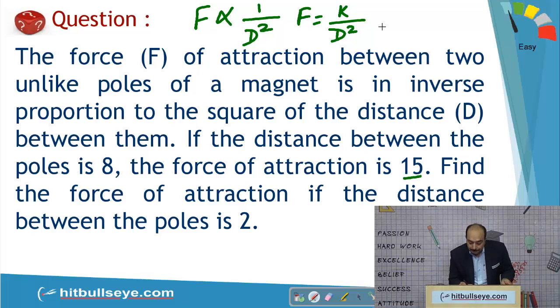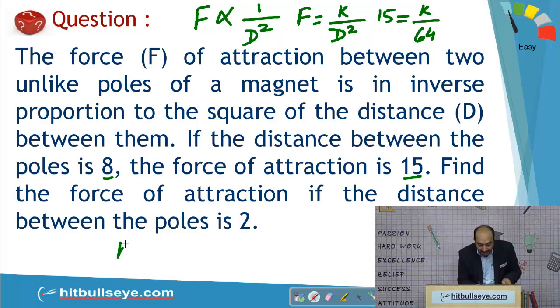So we'll put the values. So can I say F, which is 15, equals K, which I need to calculate, by d square. D is 8, which means it would be 64. So I'm getting the value of K as 64 into 15.